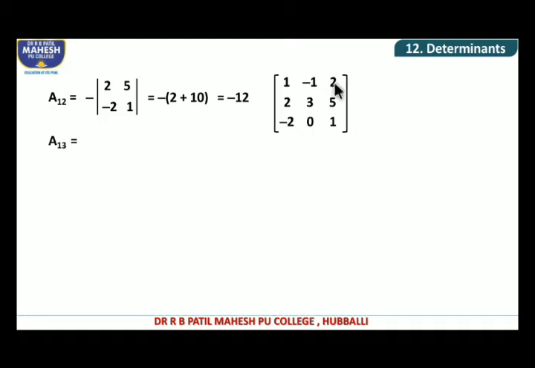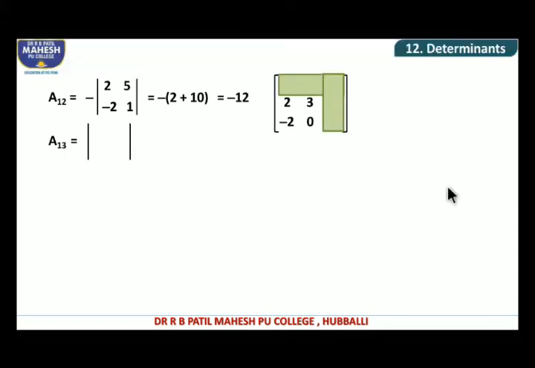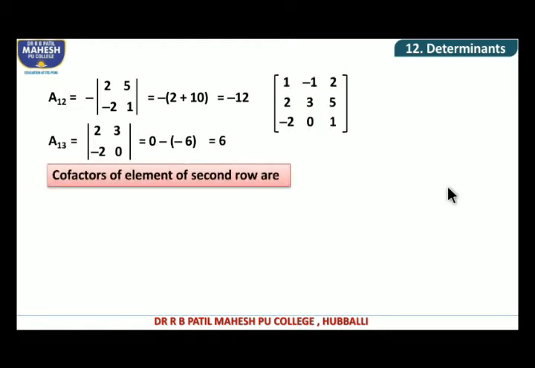And here A13 means we have to take the plus sign for this one, and we have to delete the first row and third column. Therefore we have the determinant. To find out the cofactors, we should not multiply by the element here. Therefore we have 2, 3, minus 2, 0, meaning 2 into 0 is 0, minus of minus 2 into 3 is minus 6, so it is plus 6.